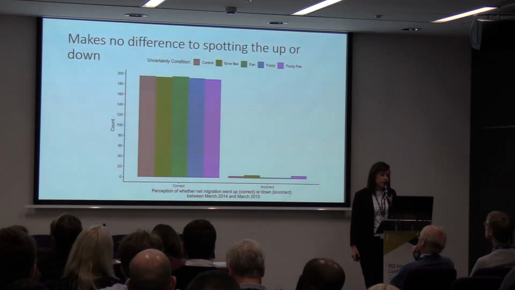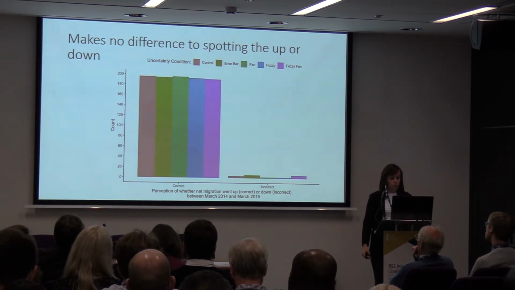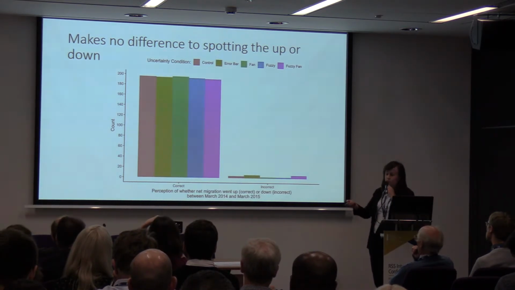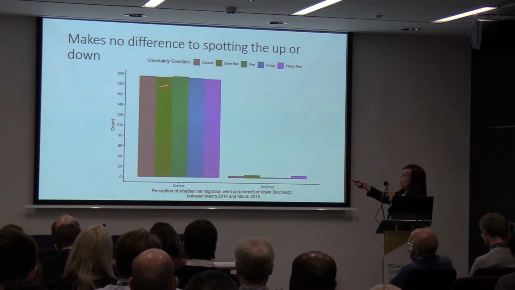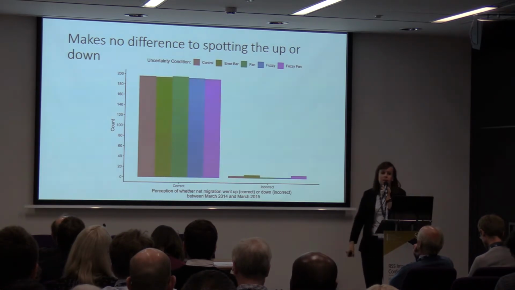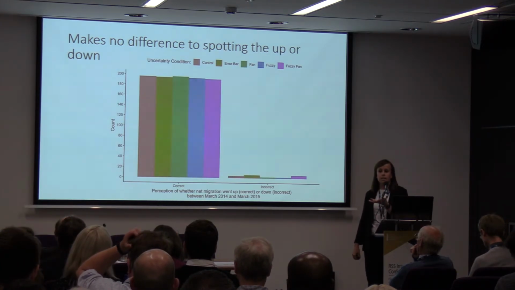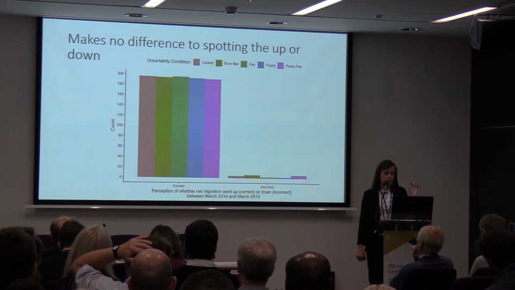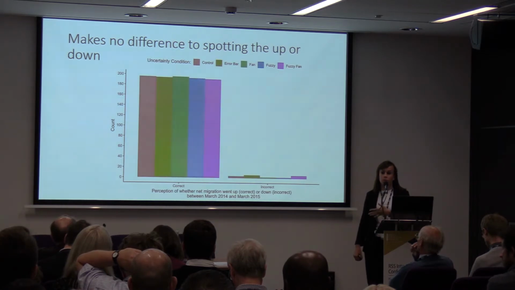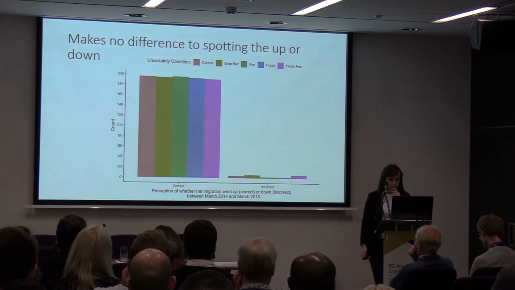However, it didn't really affect whether or not they could tell whether net migration went up or down between March 2014 and 2015. So here we've got whether or not they said correctly that it went up or down, or whether or not they were incorrect. So they may say that they find the plots less easy to understand when they've got the uncertainty presented with them. However, it doesn't seem to affect their ability to correctly identify upward or downward trends.